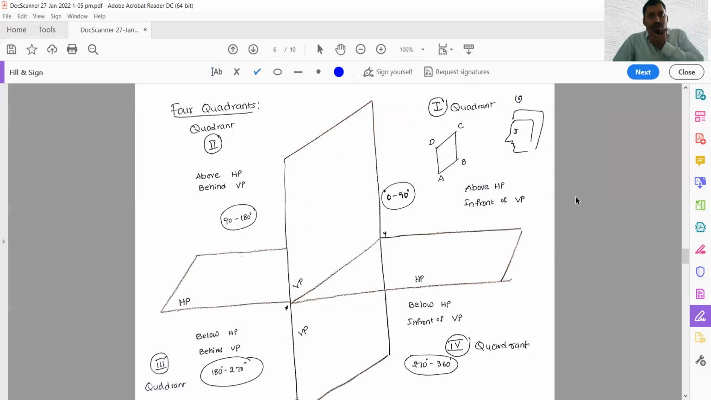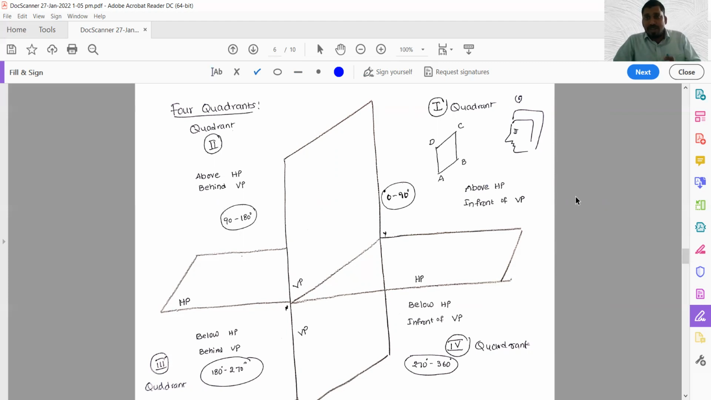Here, from these 4 quadrants, we see 4 types of projections. When an object is placed in the first quadrant, the projection which is obtained on the respective planes is called first angle projection.